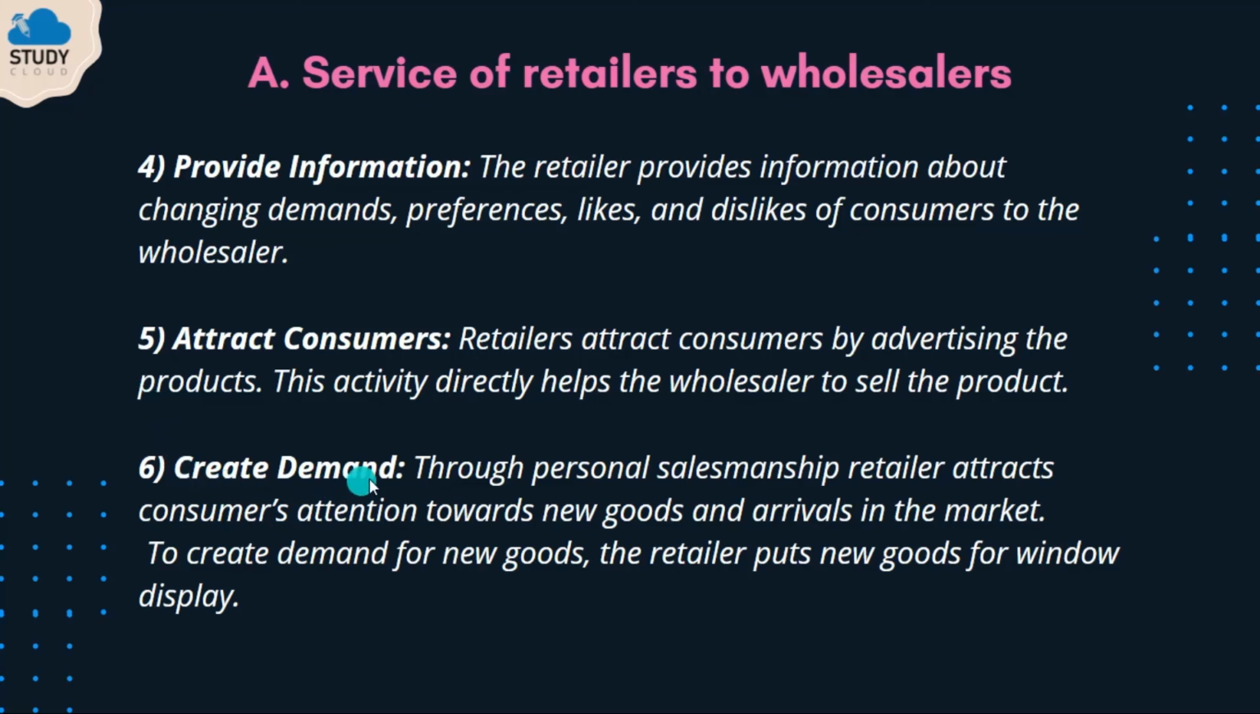Six is create demand. Through personal salesmanship, the retailer attracts consumers' attention towards new goods and arrivals in the market. To create demand for new goods, the retailer puts new goods for window display. Now, see, retailers are in direct contact with the customers or consumers. So there is personal salesmanship involved here. They can directly sell the goods to the consumers.